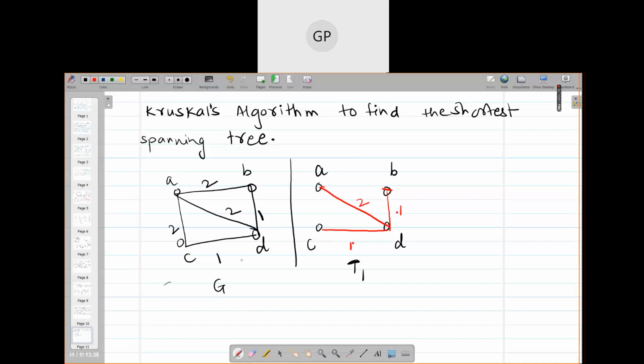I can travel from any vertex to any other vertex. So what is the weight of this spanning tree? 2 plus 1 plus 1, 4.